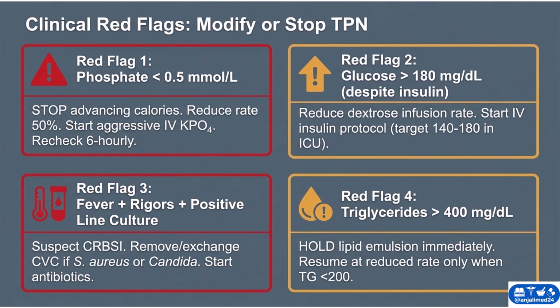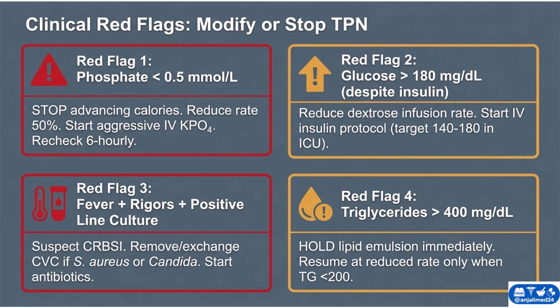Certain clinical findings require immediate modification of the parenteral nutrition. If serum phosphate falls below 0.5 millimoles per liter, suspect severe refeeding syndrome. Stop advancing the calories, reduce the TPN rate by 50%, begin aggressive IV phosphate replacement, and monitor the electrolytes every 6 hours. If blood glucose remains above 180 milligrams per deciliter despite the insulin, reduce the dextrose infusion and initiate an IV insulin protocol to maintain a target glucose of 140 to 180 milligrams per deciliter in critically ill patients.